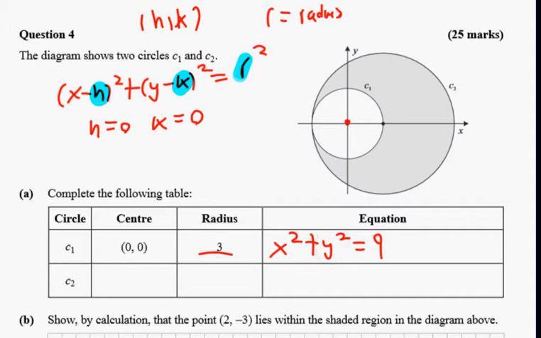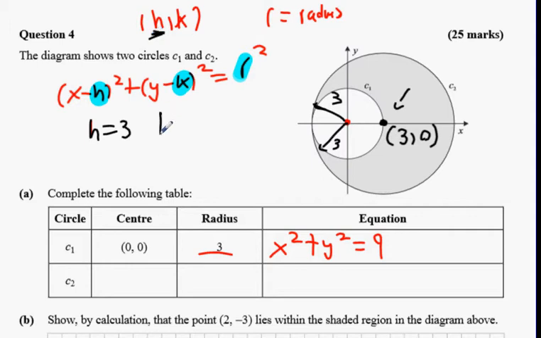So look at part 2. If this has a radius of 3 in every direction, what does that mean about this point here? The center of C2. 3, 0. Now, if it's 3, 0, it means that the H value is going to be 3, because the X coordinate of the center of the circle is 3, and the Y coordinate, K value, is 0. 3, 0 is the center of the circle.